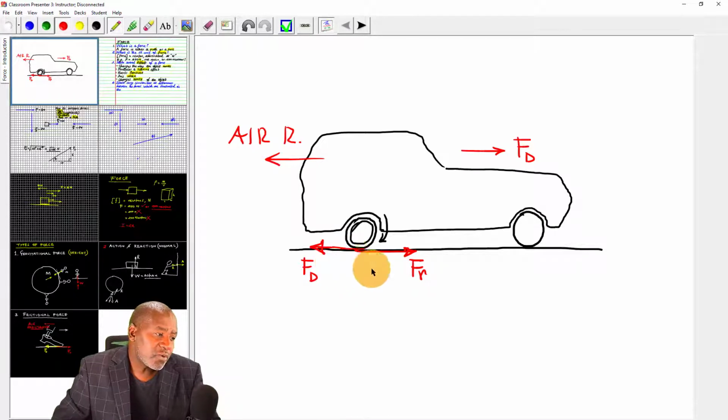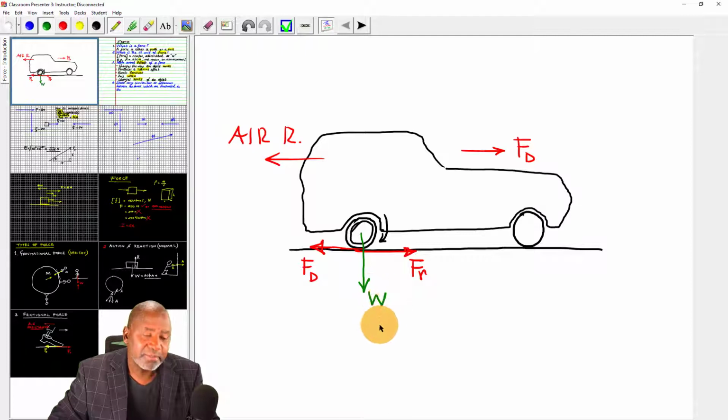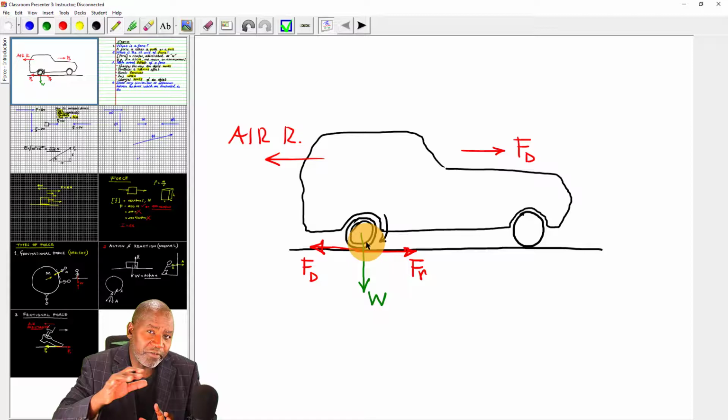Now, which other force is exerted by the tire on the road surface? The other force which exists in that situation is the gravitational force, the weight of the car. Of course, it is distributed on all the 4 tires.